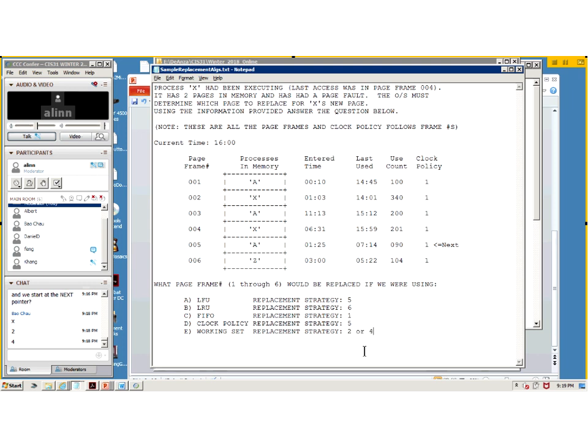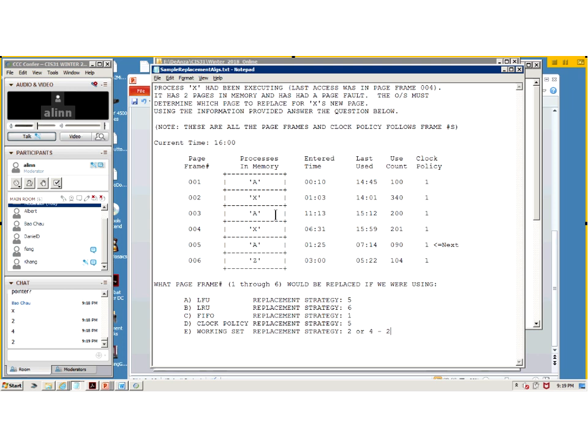Well, the answer is 2 or 4, but 2 would be the more reasonable one, because 4 was just the last access, and it could be calling, right? This routine could be calling a subroutine that's in another segment, or another page. So we're going to come back to this routine after the call. You see that? So 2 is more the answer, but in this case, I would probably accept either.